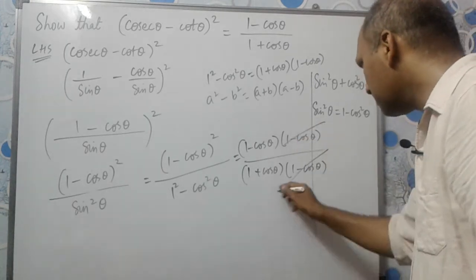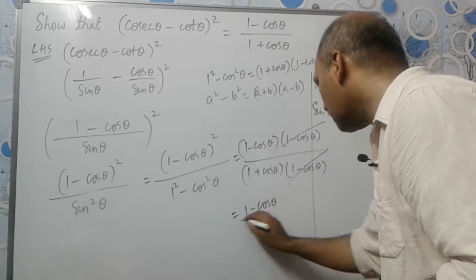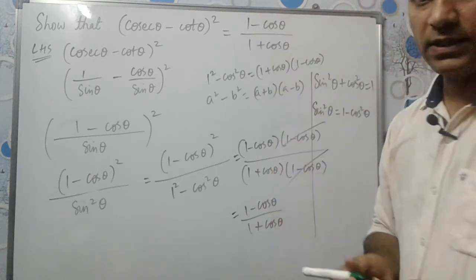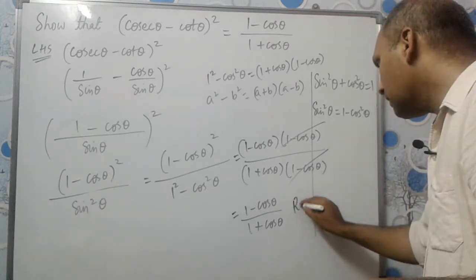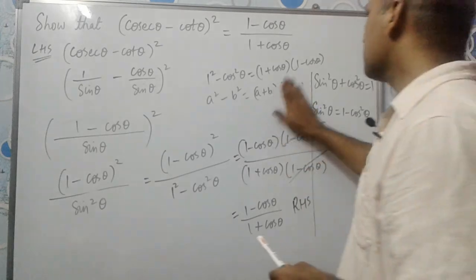See, 1 minus cos will get cancelled. What do we have? We have 1 minus cos divided by 1 plus cos. We needed to get that. So we got the RHS, right hand side. I hope you understood this problem.